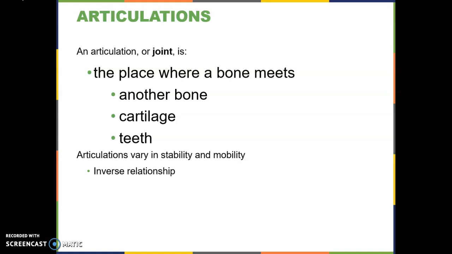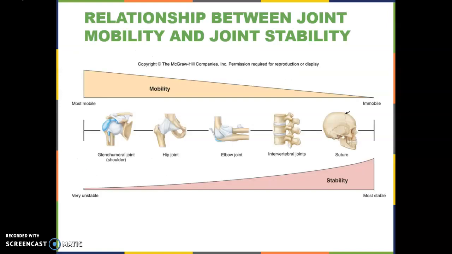Now, joints or articulations vary in stability and mobility, and there exists an inverse relationship between joint stability and mobility, which we are going to see here. So if you look at this diagram, let's follow this. On the left hand side, we see the glenohumeral joint or the shoulder joint. And we all know that the shoulder joint is very, very mobile. We can do a lot of things with our shoulder joint. So it's a highly mobile joint, very mobile, right?